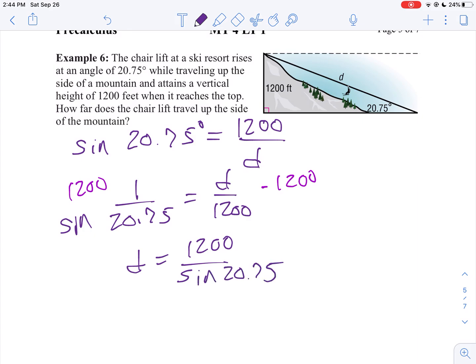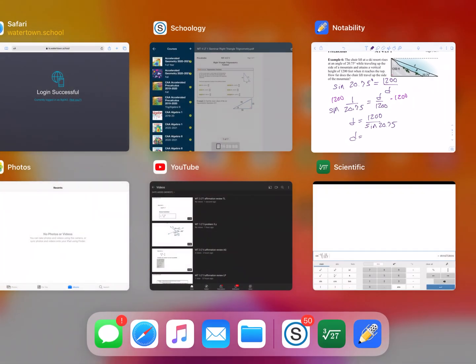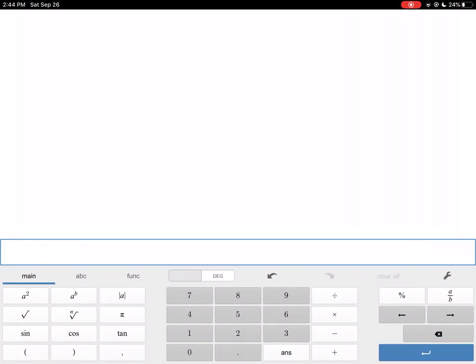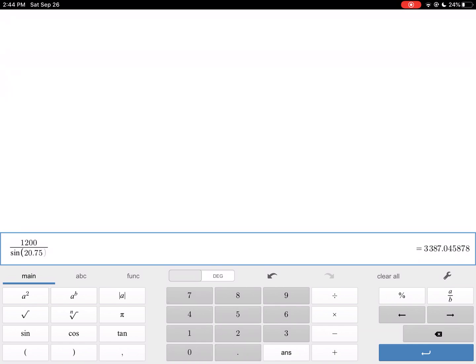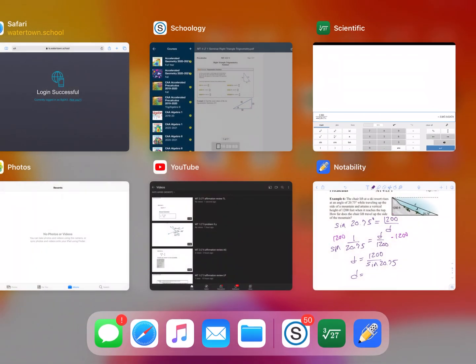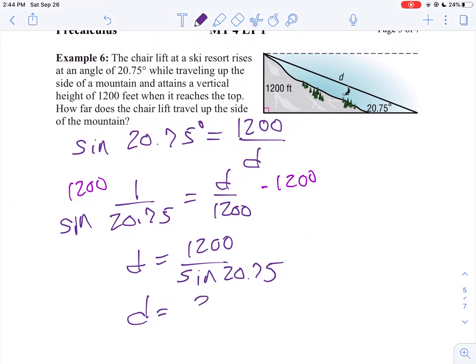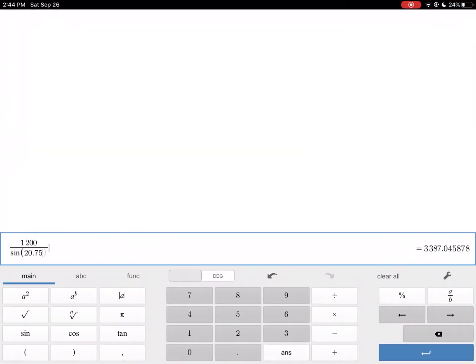So we're going to use our calculator for this. And then, since we're going up, let's just round it to the nearest foot. So we're going to take 1,200 divided by the sine of 20.75. And I'm in degrees here, so we get 3,387 feet. Let's make sure I rounded right before I go on. Yep, I did.